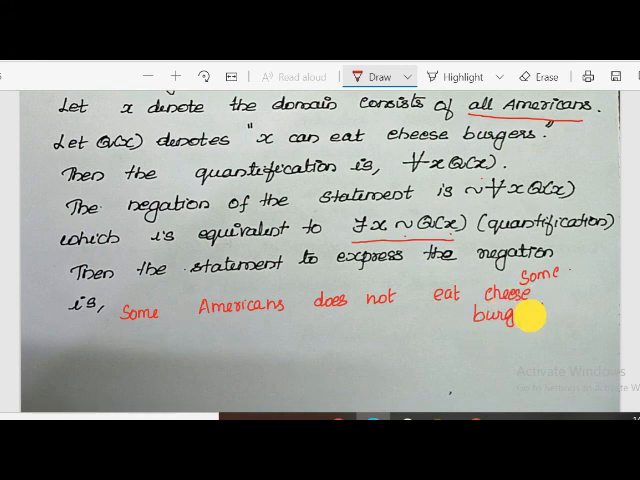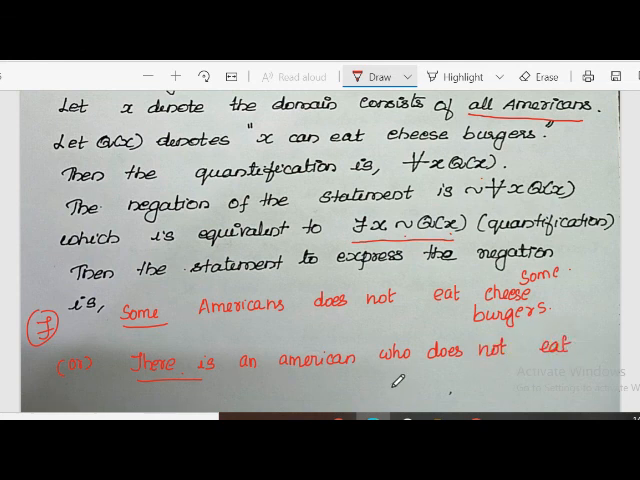Like this also you can write the statement, or you can write there is. So these are the two connectives we are applying here. If you have the there exists symbol, then you can use these two connectives, either the first statement or the second statement. The second one you can write as: there is an American who does not eat cheeseburgers. Like this also you can write the statement.